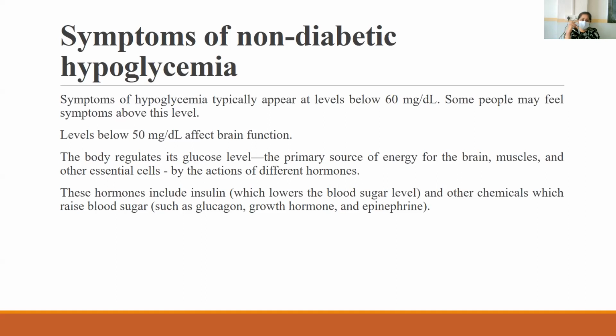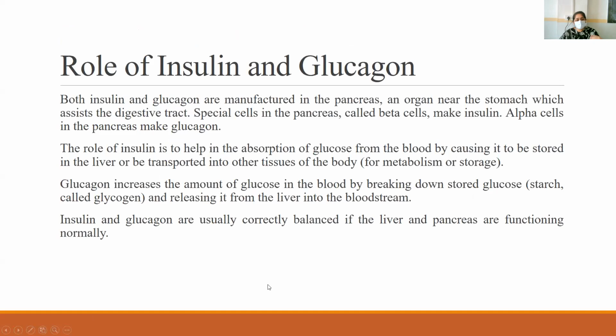So these are other hormones which have a role in homeostasis of glucose. Epinephrine or your glucocorticoid hormone, that is the reason why sometimes when you're overstressed for a long time, you might have hyperglycemia, because these are hormones which increase the blood sugar level. Unlike insulin, which reduces the blood sugar level, glucagon, growth hormone, and epinephrine actually increase the blood sugar level. Now, both insulin and glucagon are manufactured in the pancreas.